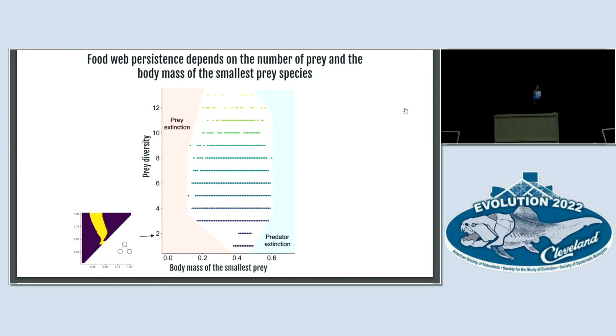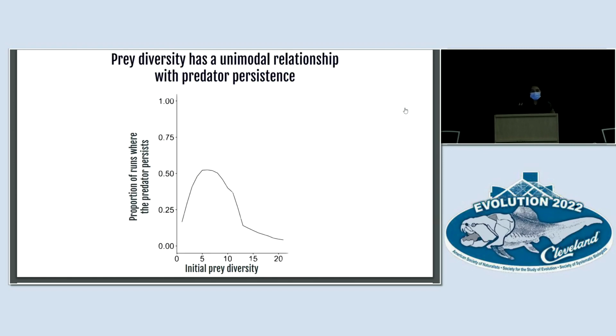But the interesting thing is that the range of potential body sizes that this medium-sized species could have increased and then decreased with diversity, right? So here, the possible range of body sizes actually increased and then decreased. This is partly due to these nonlinear relationships between attack rate, handling time, and body mass. And so overall, I found that prey diversity had a unimodal relationship with predator persistence, where the predator was most likely to persist at an intermediate number of prey species.